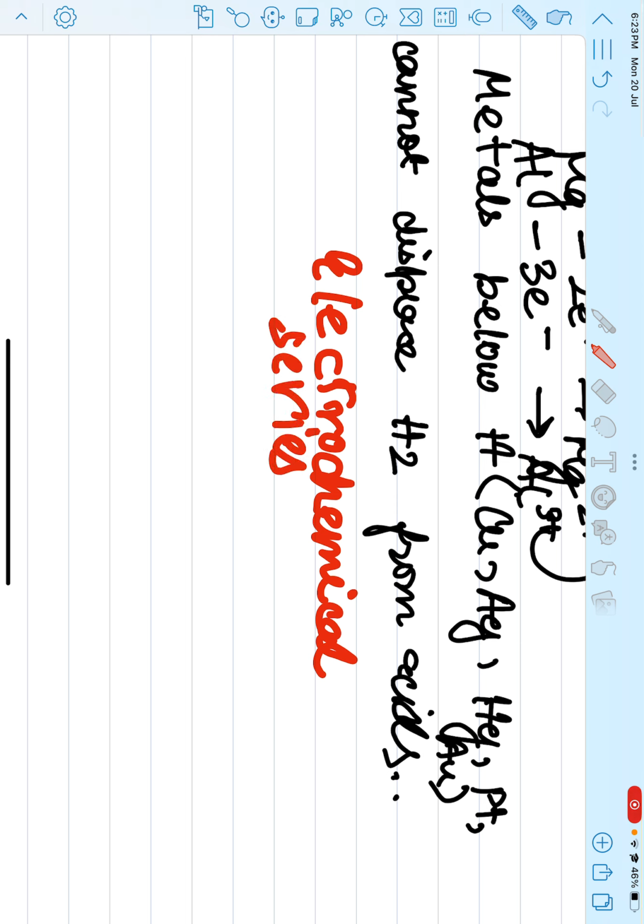And this is basically the increasing ease of discharge at the cathode. The less reactive the metal is, the more easily its cation will be discharged. This is also the concept on which preferential or selective discharge of ions at the electrode is based.